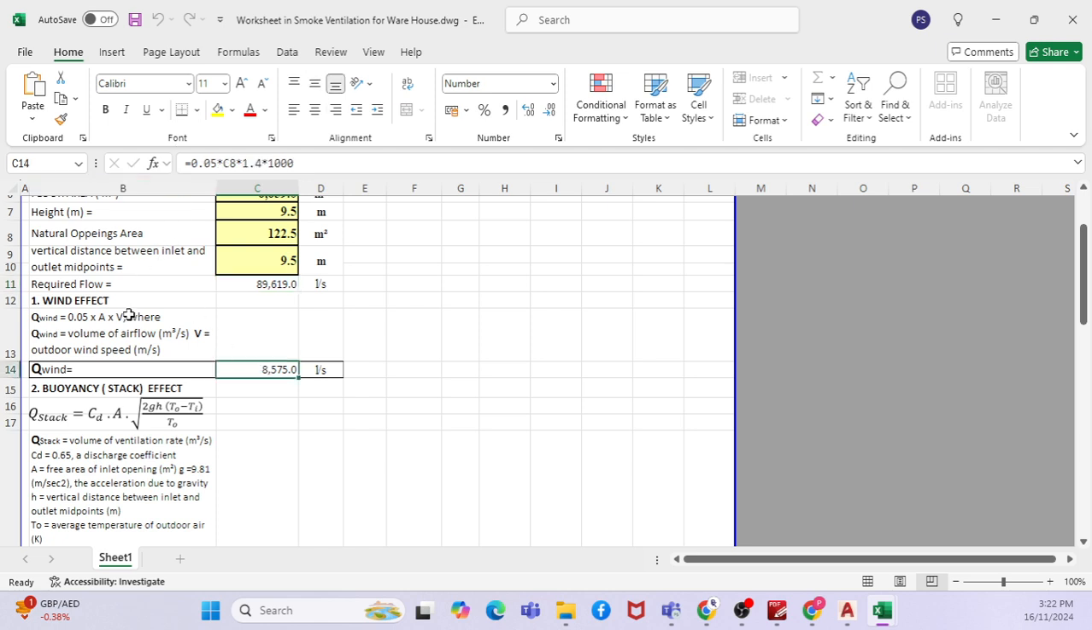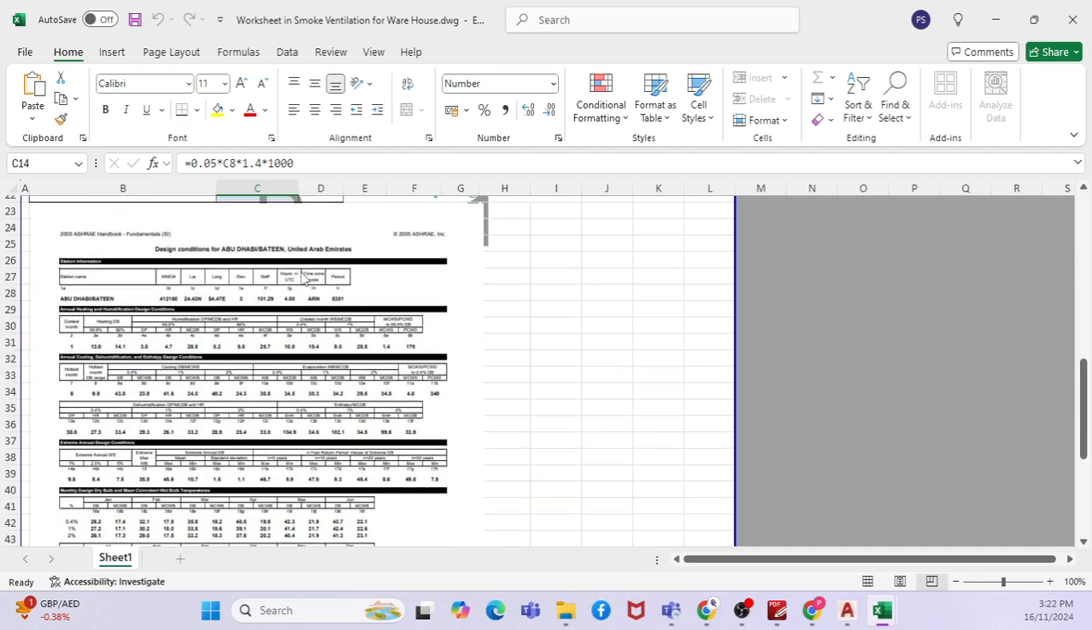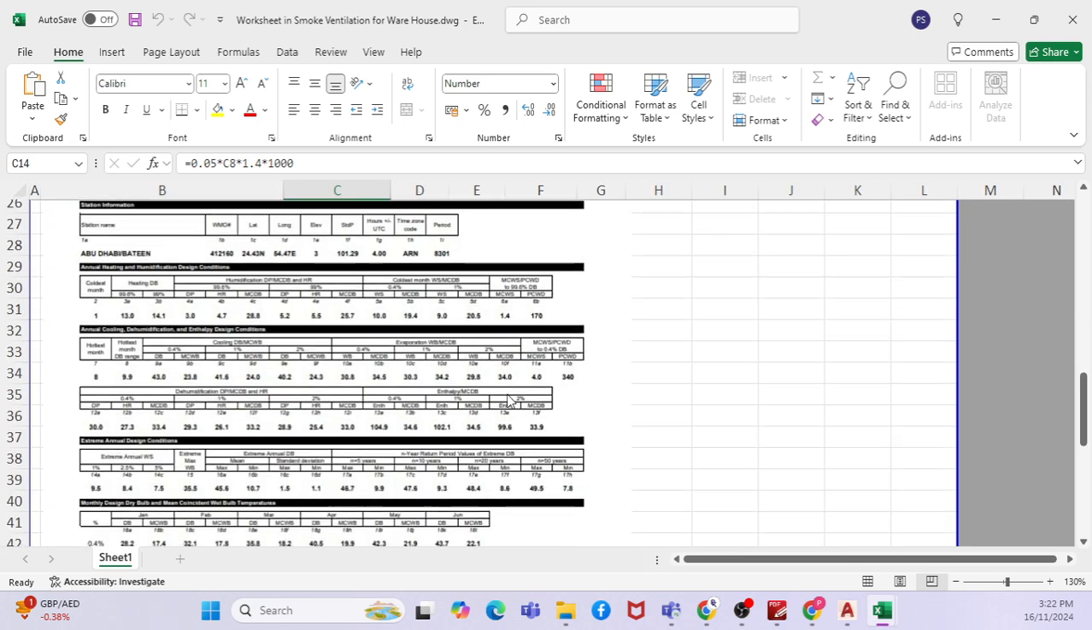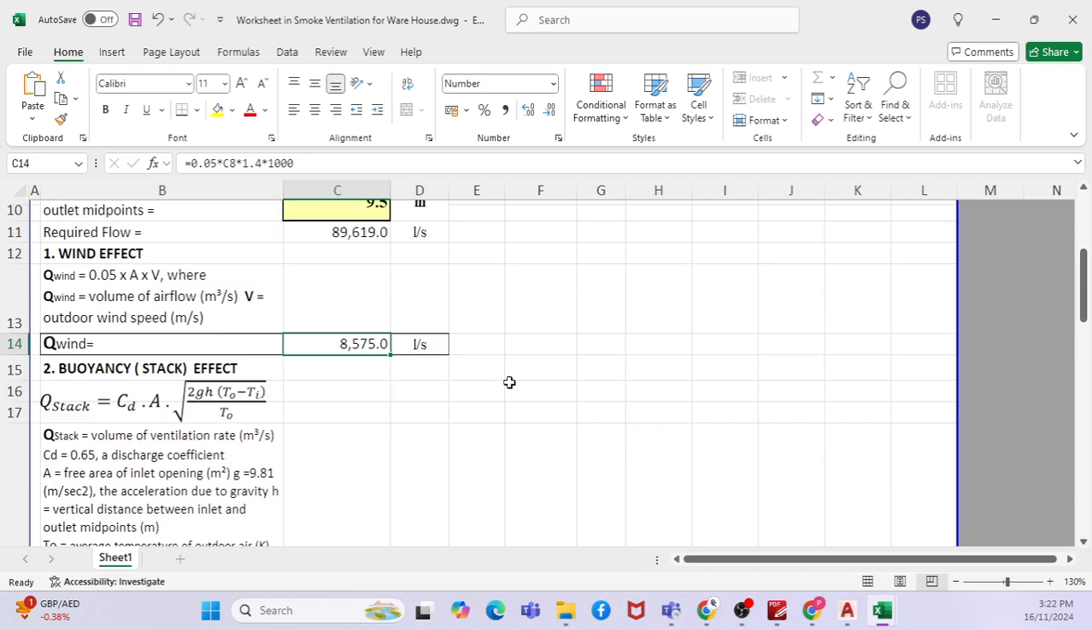So when you enter here, 0.05 multiplied by A, C8 is the natural openings through the roller shutter, multiplied by 1.4, which is the lowest velocity. If you go to Dubai condition, Abu Dhabi condition, you will find the velocity here, 1.4 meter per second. Applying that velocity, you get the wind speed. By means of wind, you are getting this much airflow rate. Naturally, this much air would be possible only.